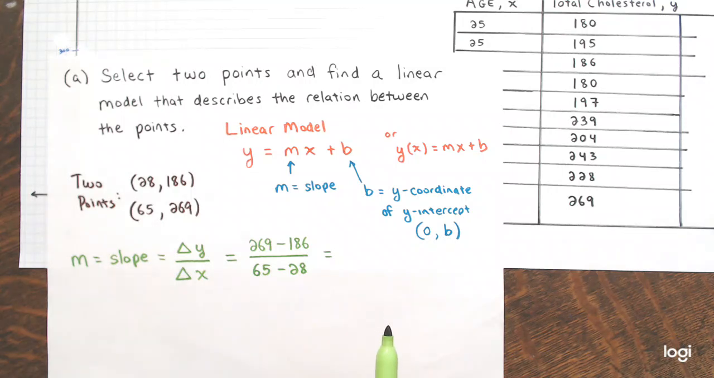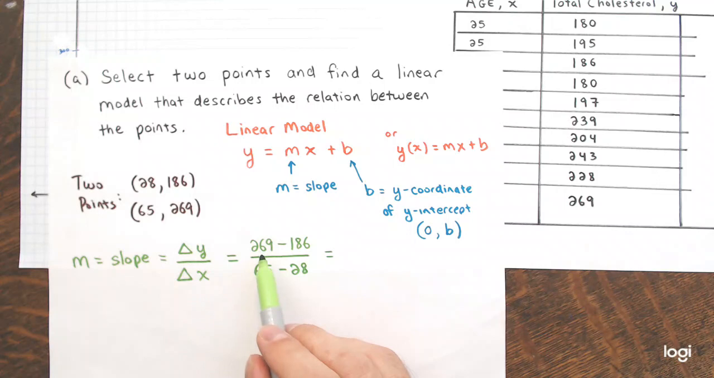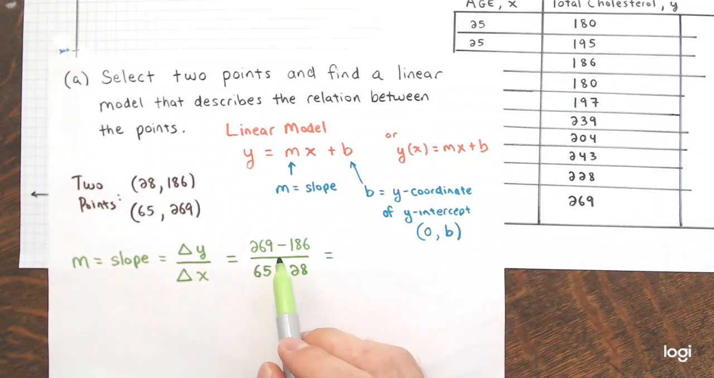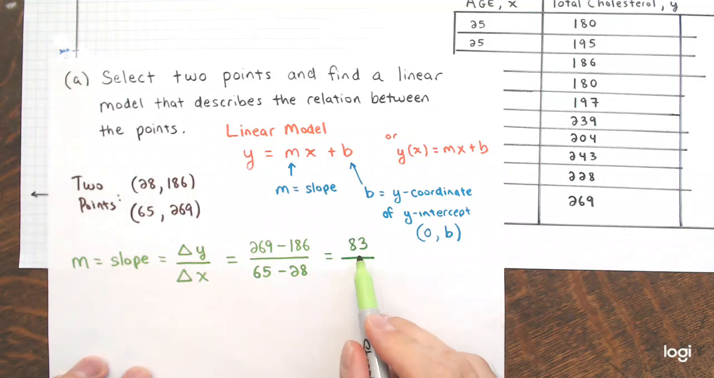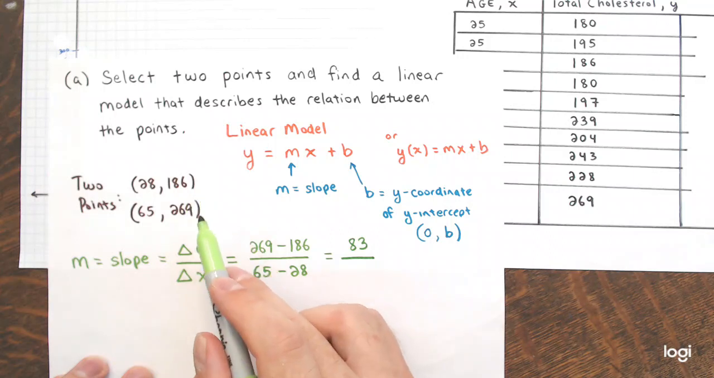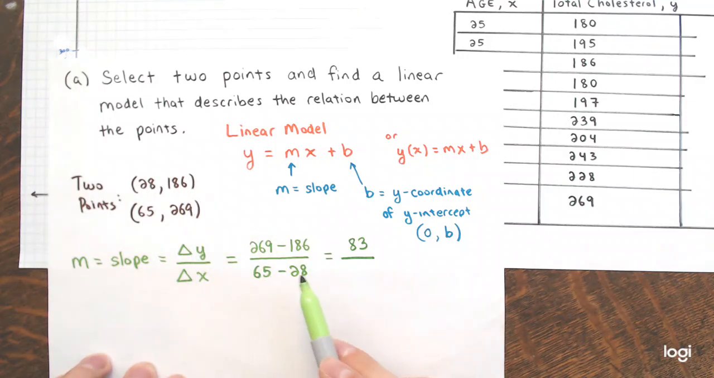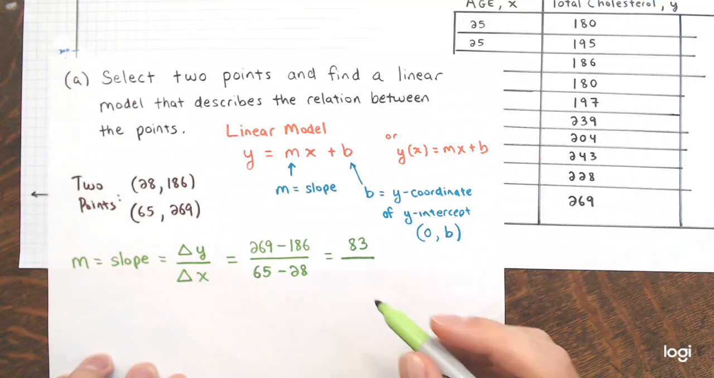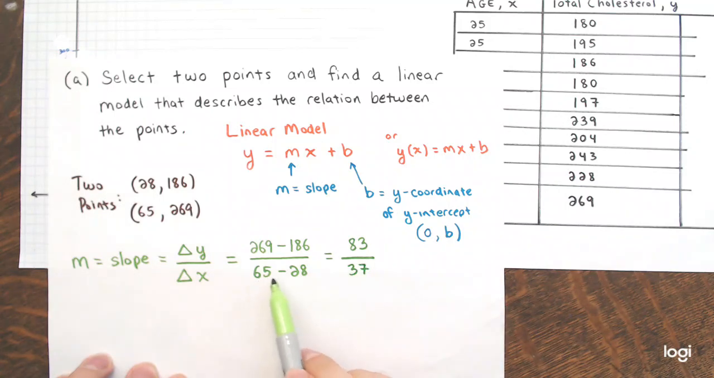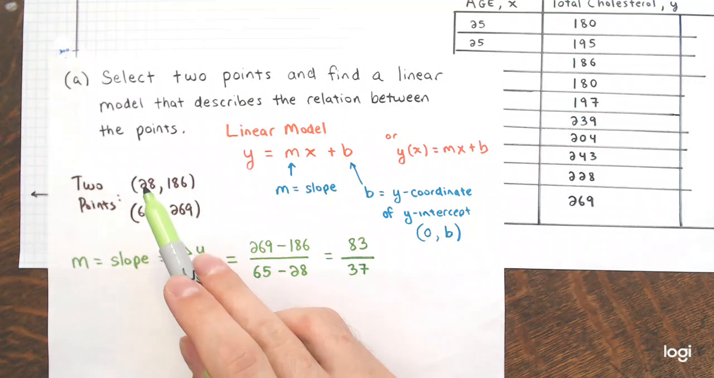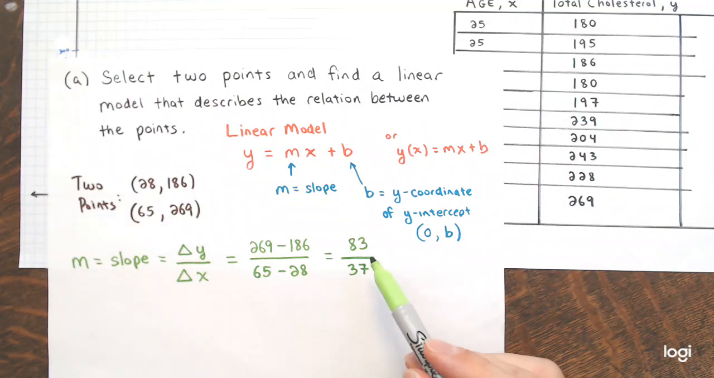So the numerator, we have 269 minus 186. Right. So the numerator, that's a difference of 83. All right, and that's how much the y coordinate increased: by 83. And then the denominator, 65 minus 28 is 37. All right, 65 minus 28, 37. So there was an increase in the x coordinate of 37 units.